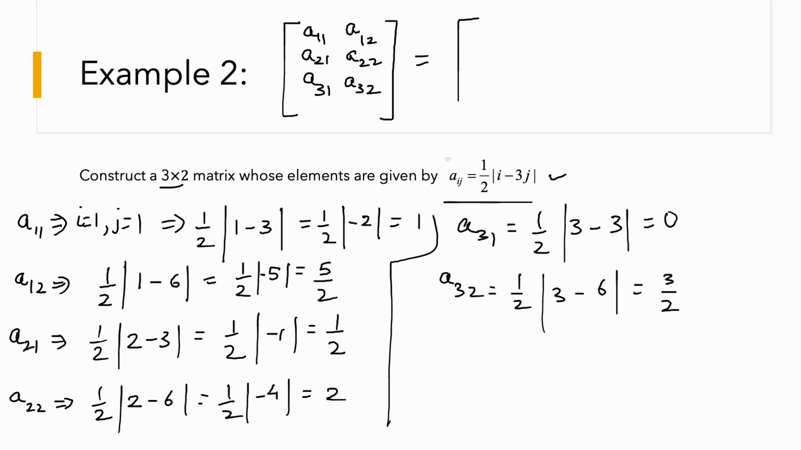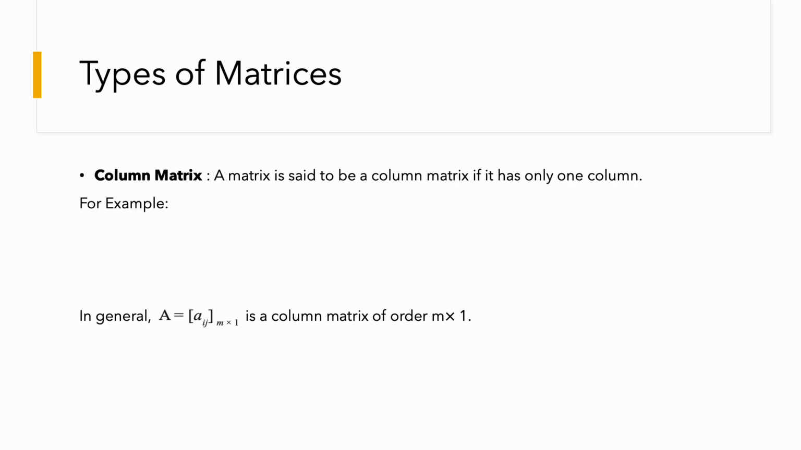I can just fill in the elements in the given matrix, right? So a11 is 1, a12 is 5 over 2, a21 is 1 over 2, a22 is 2, a31 is 0, and a32 is 3 over 2. So this is going to be the matrix of the order 3 rows and 2 columns, a 3 by 2 matrix. Understood?